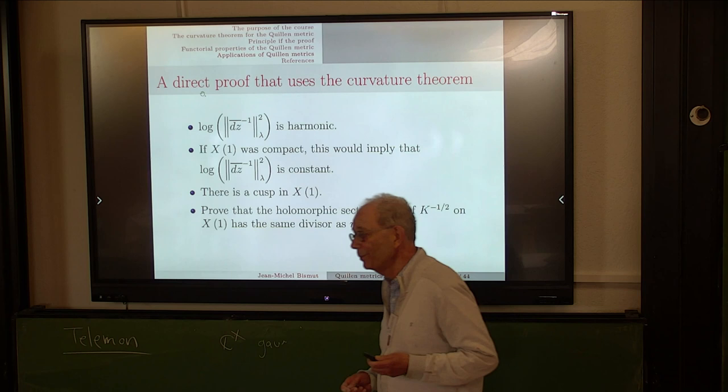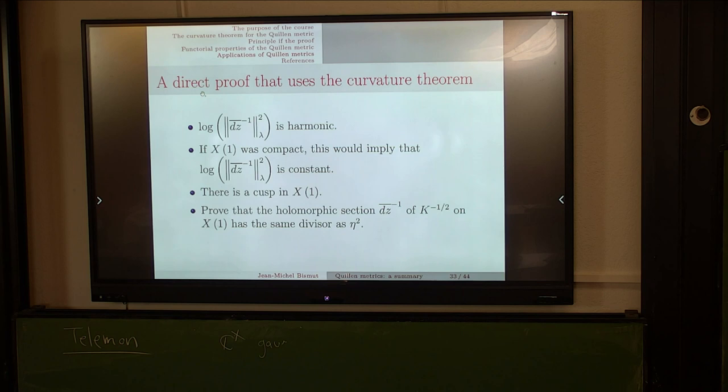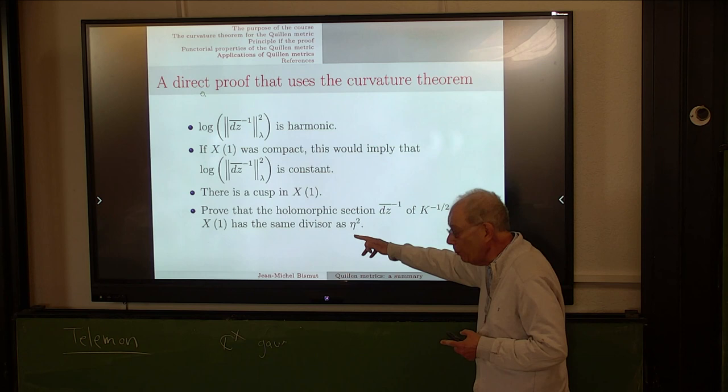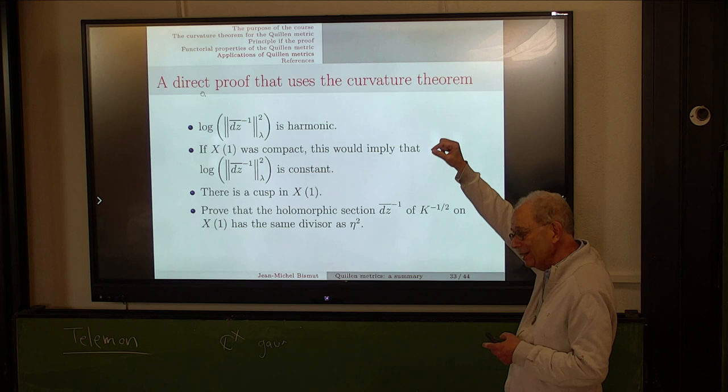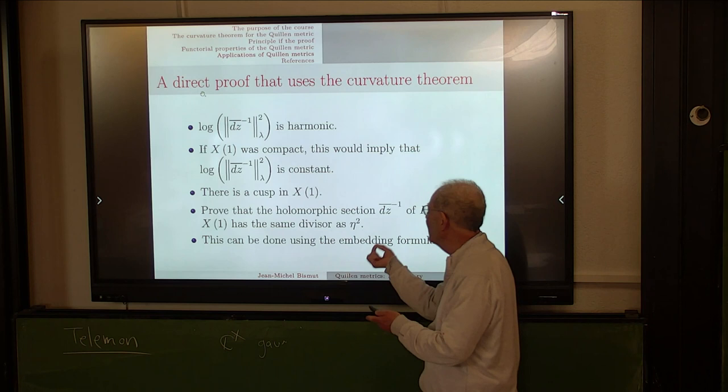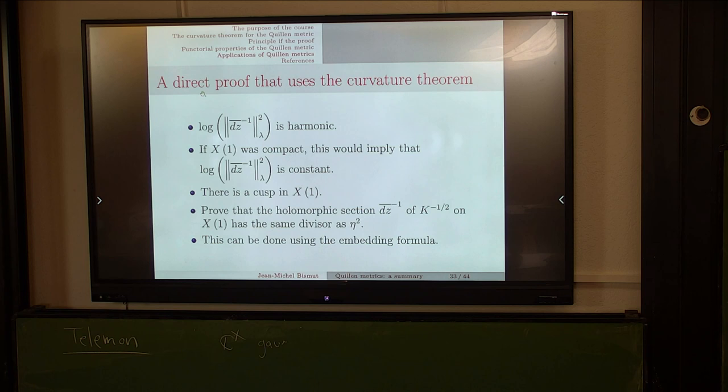So basically, on this space X of 1, which eventually can be properly compactified at infinity, you get two sections of the same line bundle. And to identify them up to a constant, all you need to do is control analytic torsion at the boundary. Of course, that's a much too trivial case here, but the proper control of analytic torsion at the boundary can be done using the embedding formula. So let me just clarify again what I did.